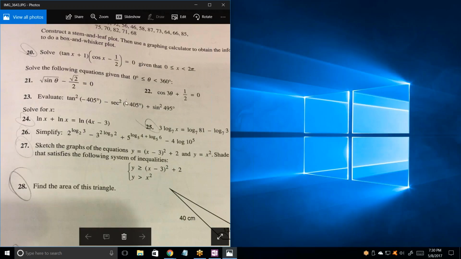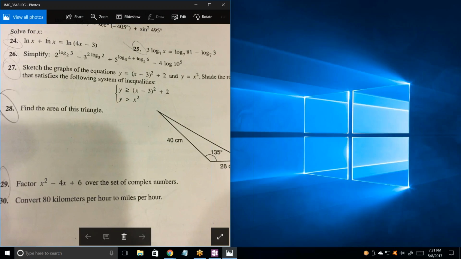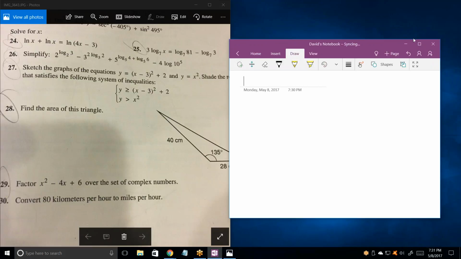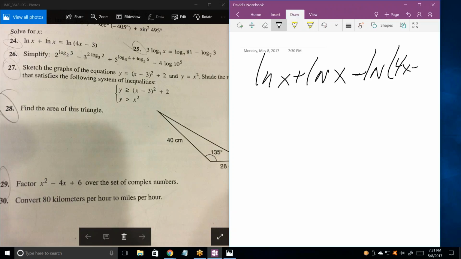Yes, please. The next one that's circled. All right. So here we have the log of x plus the log of x equals the log of 4x minus 3.